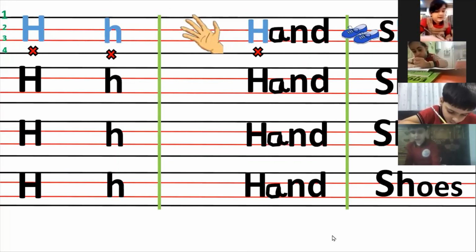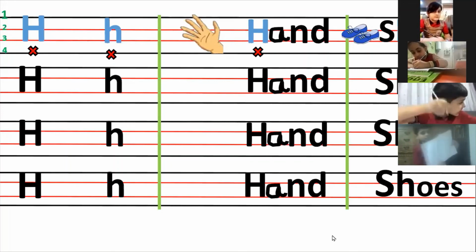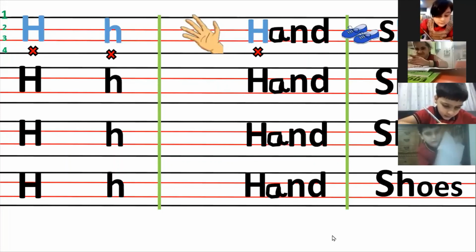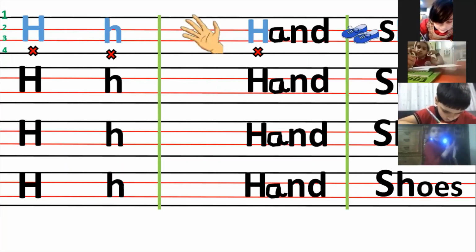Write the letter with the examples only 3 times. If you finish your writing, just unmute and tell me that you have finished or you have done.